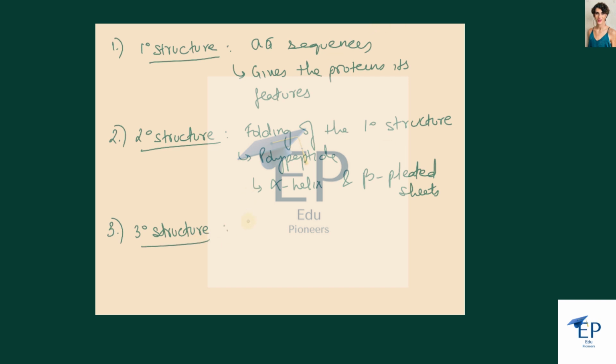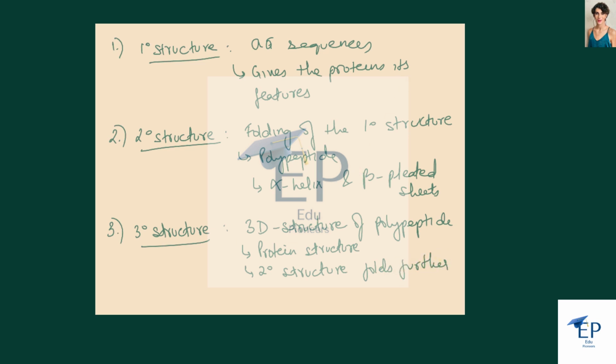The tertiary structure is the three-dimensional structure of a polypeptide. This is what gives us the protein structure. So after the amino acid sequence has folded into the secondary structure, then the secondary structure folds further to give us the tertiary structure.